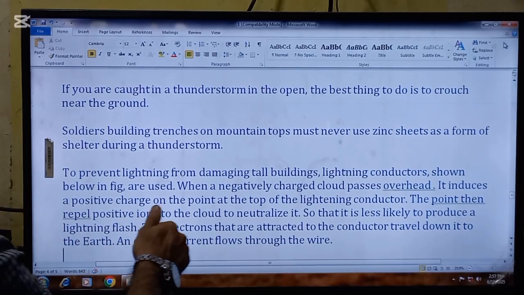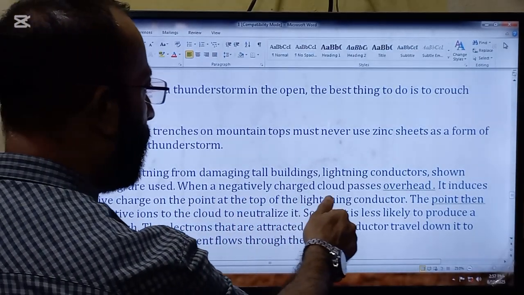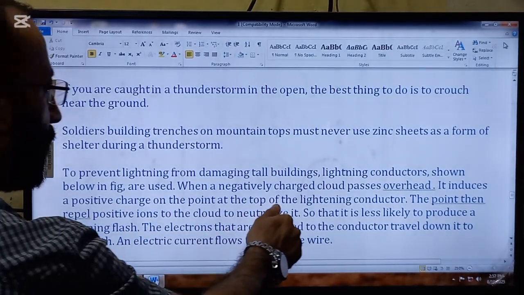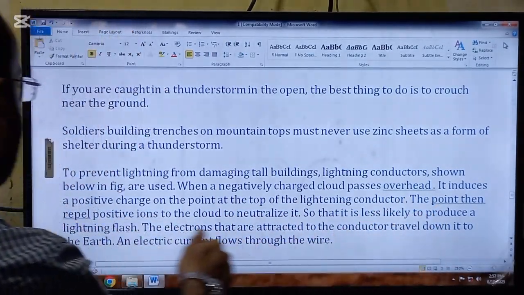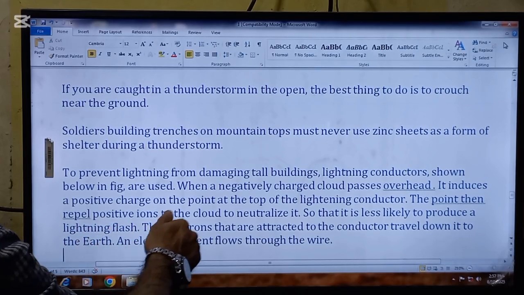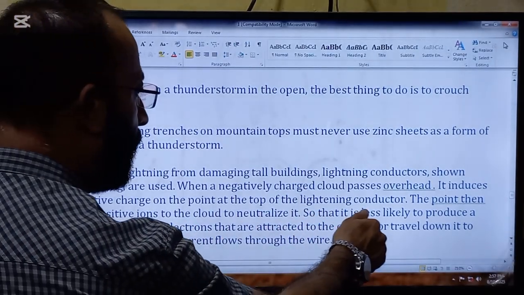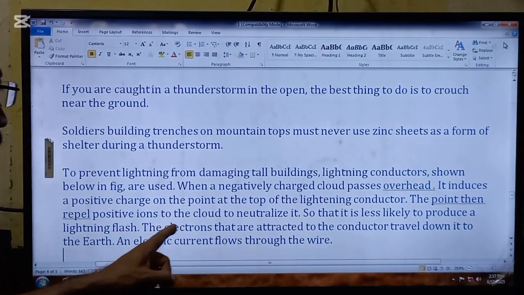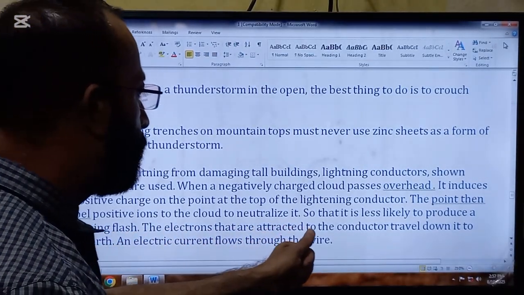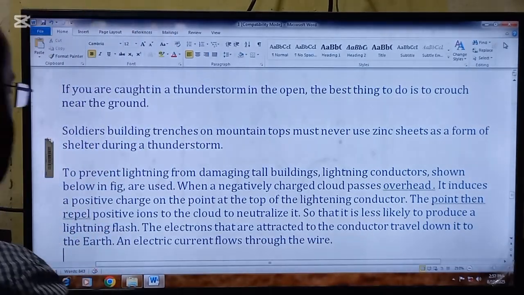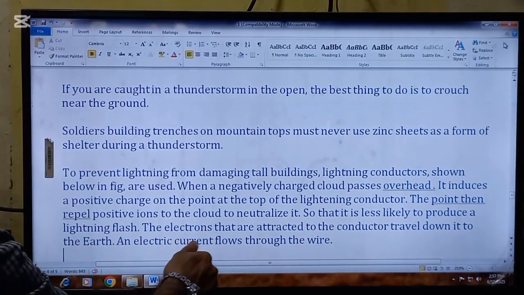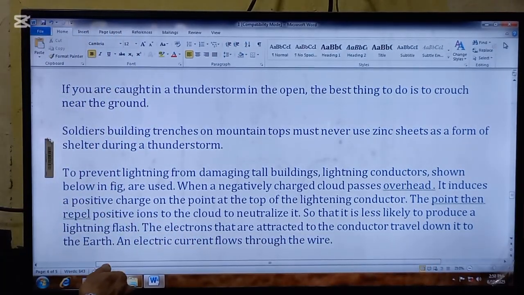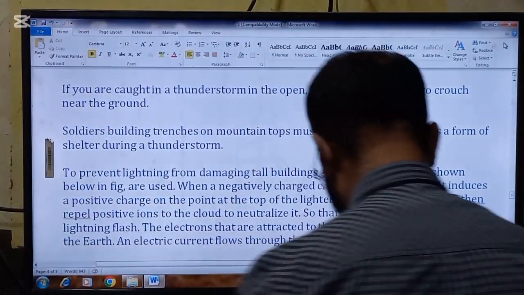To prevent lightning from damaging tall buildings, lightning conductors shown below in the figure are used. When a negatively charged cloud passes overhead, it induces a positive charge on the point at the top of the lightning conductor. The point then repels positive ions to the cloud to neutralize it, so that it is less likely to produce a lightning flash. The electrons that are attracted to the conductor travel down into the earth, and electric current flows through the wire.